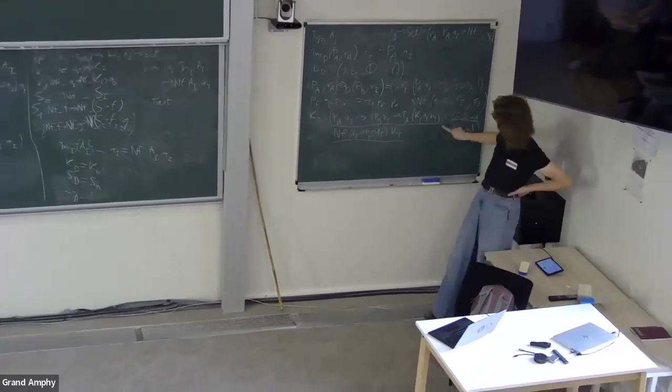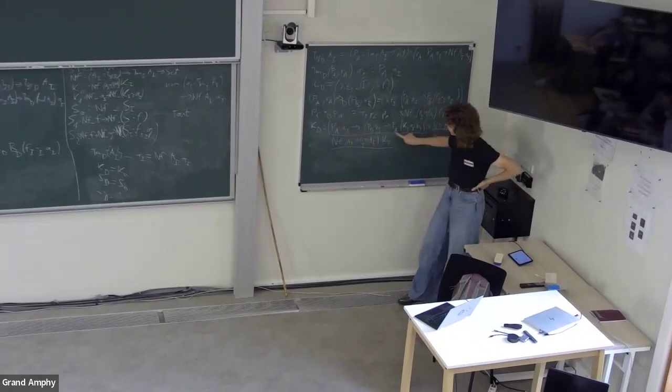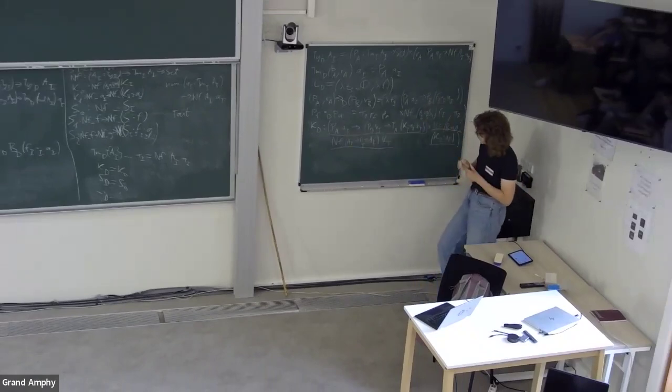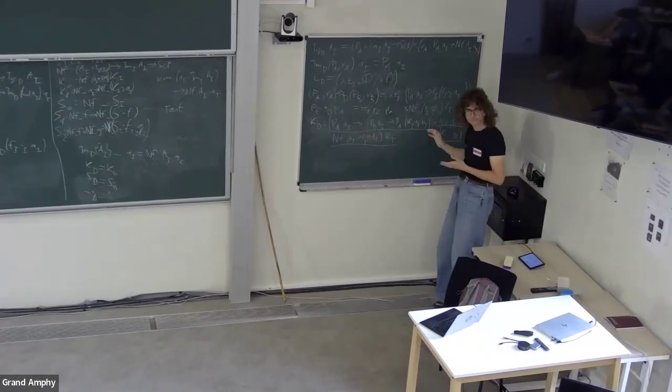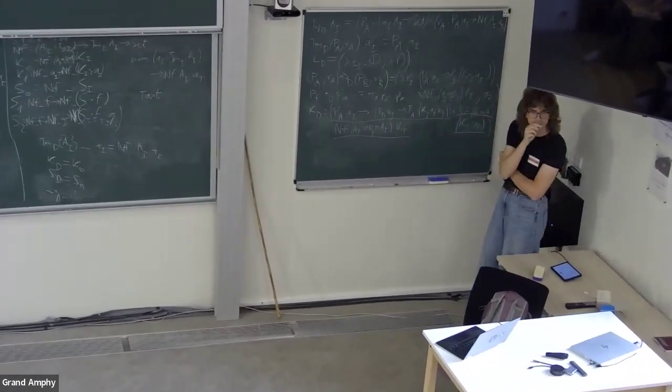Okay, and the more interesting bit, so this is also done. How do I get this one? Okay, so for K, I need to know that if the predicate holds for A and the predicate holds for B, then the predicate also holds for KAB. How do I get this?